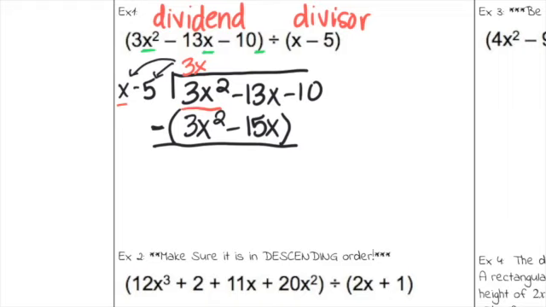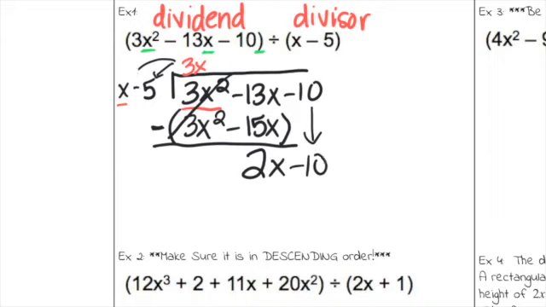So this 3x squared right here minus 3x squared, the whole point is that that should cancel. So that should be gone. All right, so then I have negative 13x right here minus negative 15x. Minus a negative is actually going to turn that to positive 15. So that's going to be 2x. And we're going to bring down that minus 10.